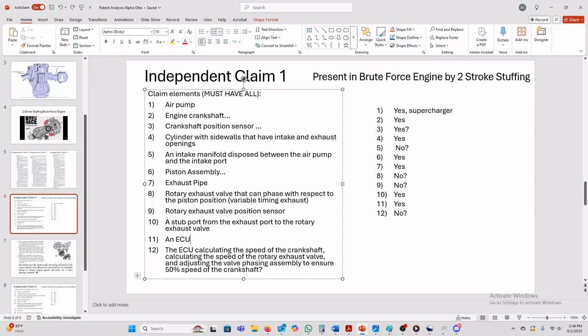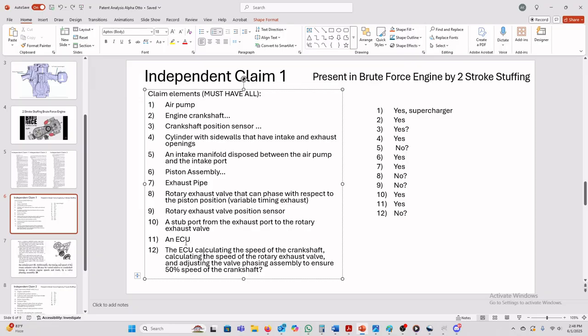So what does this mean? An ECU calculating the speed of the crankshaft, calculating the speed of the rotor exhaust valve, and adjusting the valve phasing assembly. Now, the valve phasing assembly is described up here. That gives you your variable timing. So you can run your exhaust valve and directly tie it to your crank, and then your timing is set. It always opens and closes at the same time, unless you have a little motor on there to shift it relative to the position of where it is with the belt, and then you can change, depending on RPM or whatever you want, your timing of what degrees after top dead center, bottom dead center, etc., that it's open. So that's a very good thing for optimizing every engine RPM.